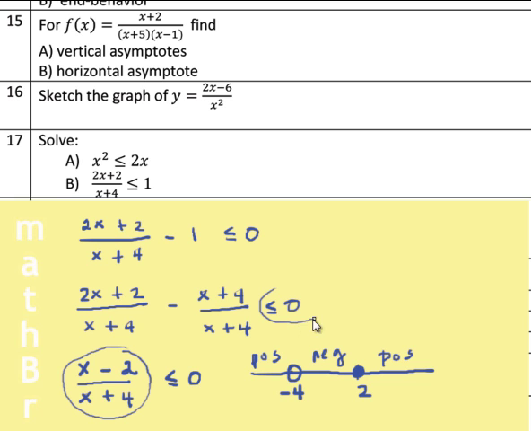Let's go back to this. We're interested in when this is less than or equal to 0, or here it's the same. So that would be negative and 0. So here's negative, and here's 0. So we have the interval minus 4 gets a round because we don't want to include it, and 2 gets a square.